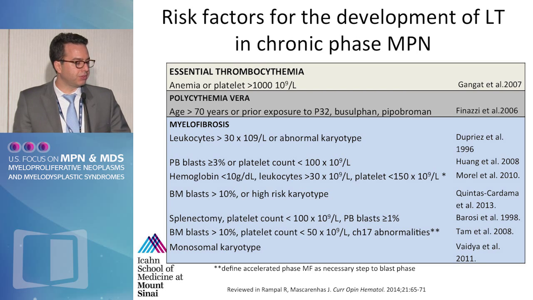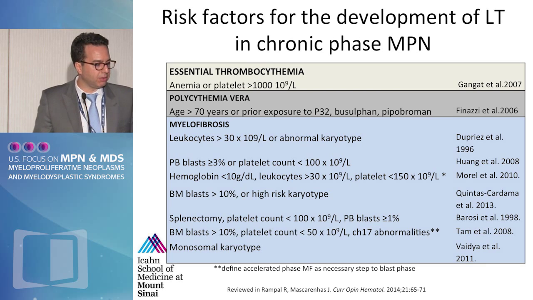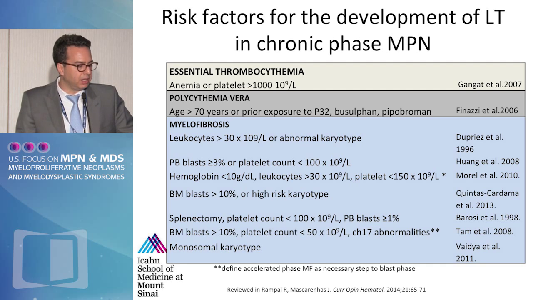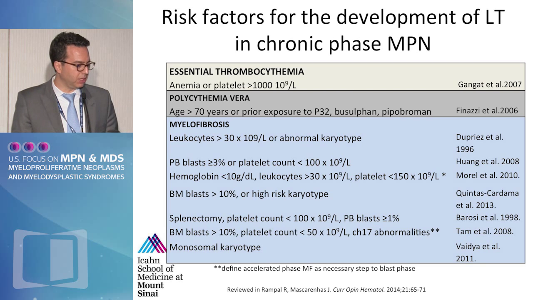In MF, there's a number of studies that have looked at this over a number of different groups, and you'll see some commonalities. So increase in white count, abnormal karyotype, increase in circulating peripheral blood blasts, thrombocytopenia, anemia. These can all be found in various studies to be significantly correlated with risk of leukemic transformation.